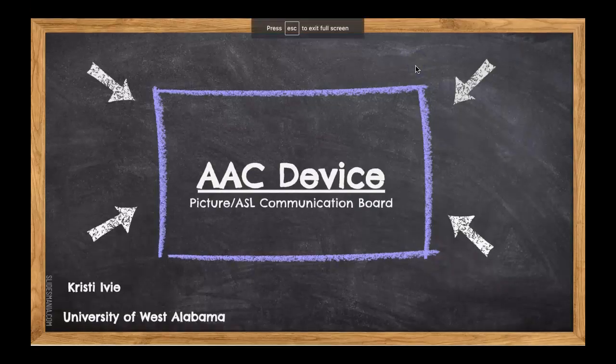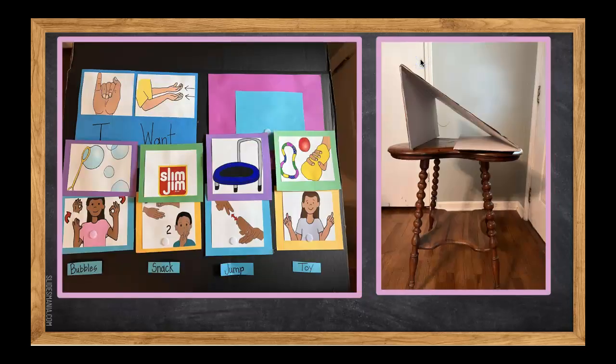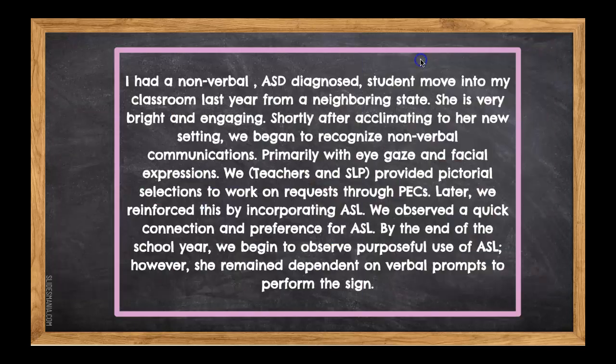Picture ASL Communication Board. The desired item is selected and affixed to complete the communicative sentence, reinforced with the ASL sign for the desired object. Under each pictorial representation is a picture of the ASL sign as well as a written representation of the word.